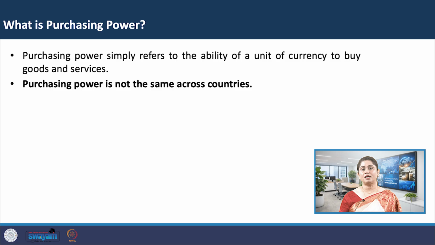Now, here is where it is getting interesting. Purchasing power is not the same across countries. The same amount of money, or more precisely, its equivalent value when converted at the market exchange rate, can buy different quantities of goods in different economies.